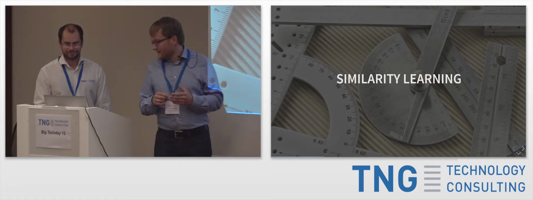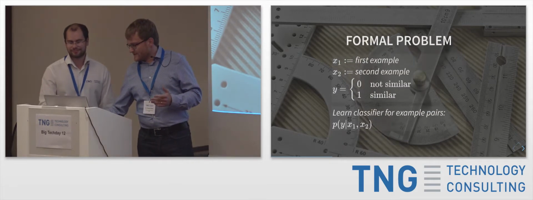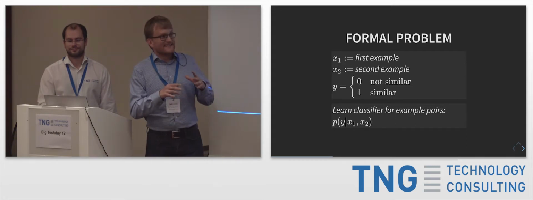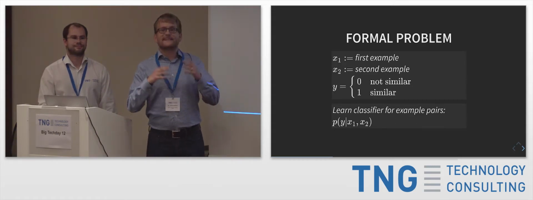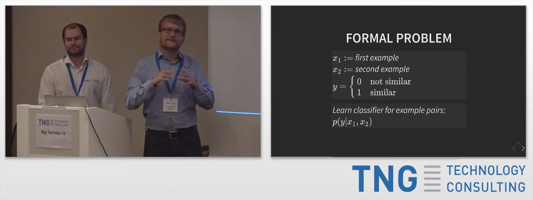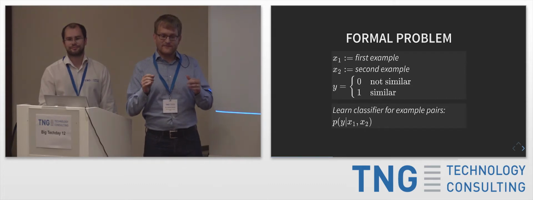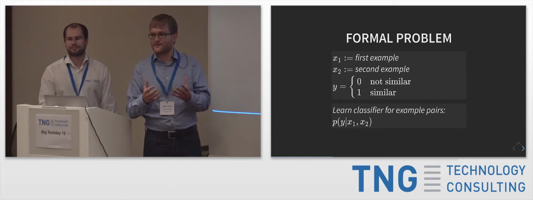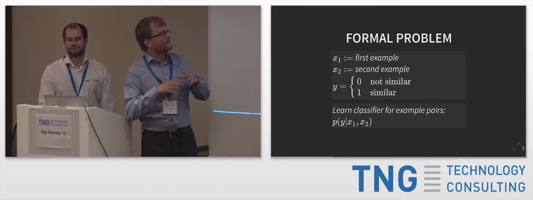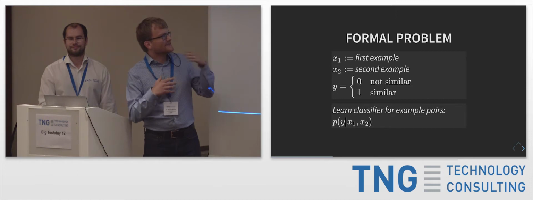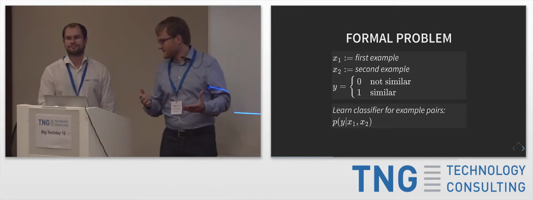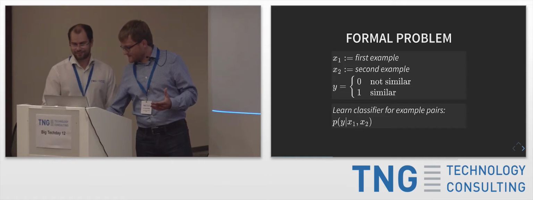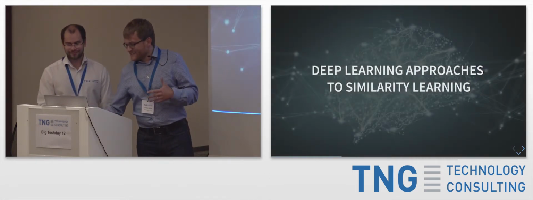different faces. In a formal way, you can pose this problem like this. You've got two examples. It's still a classification problem, but it's not a classification problem between individual objects, it's a classification problem for pairs of objects. So you try to classify pairs of objects into a similar and dissimilar category.